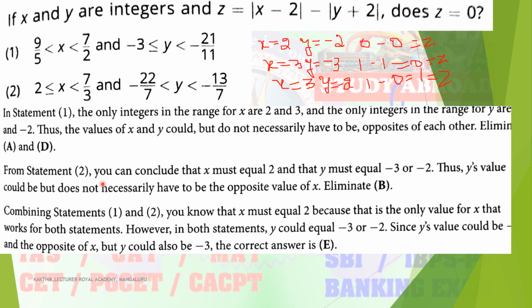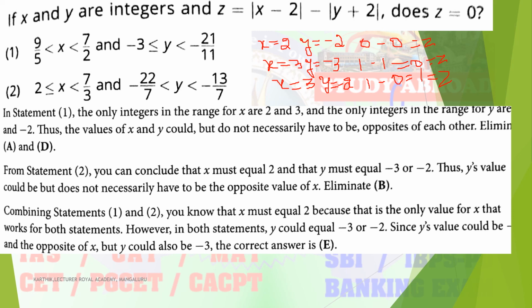So go for the second statement. The second statement tells that the x value is approximately 2 and the y value is between minus 3 to minus 2. Here also the same thing happens. You just try the same thing. First substitute x is equal to 2, y is equal to minus 3, and x is equal to 2 and y is equal to minus 2. You will get two different answers. So this is also not possible. So statement B alone is also not sufficient to answer the question.